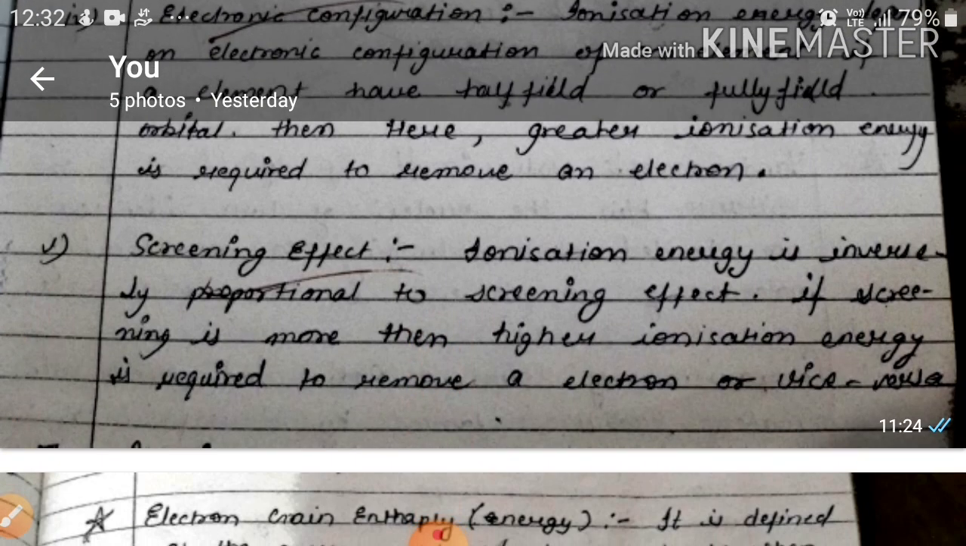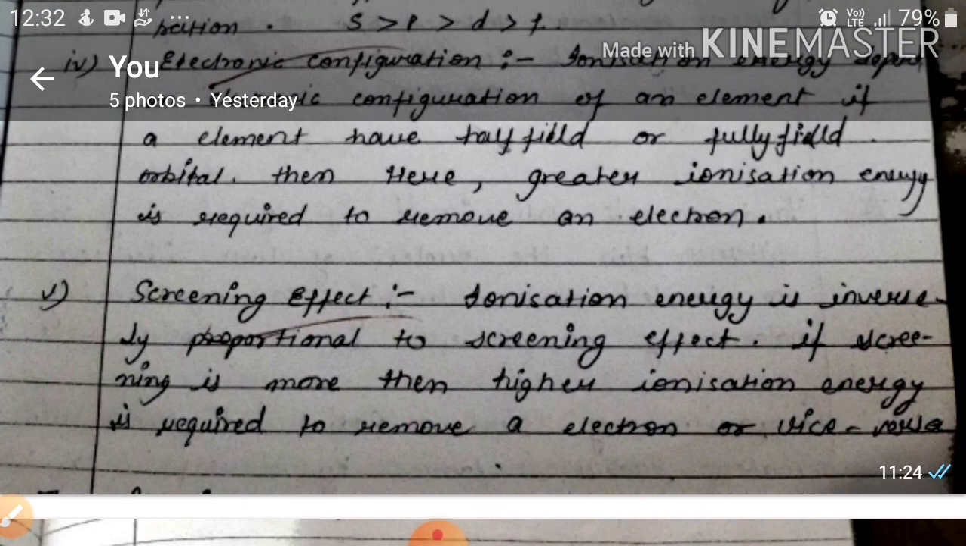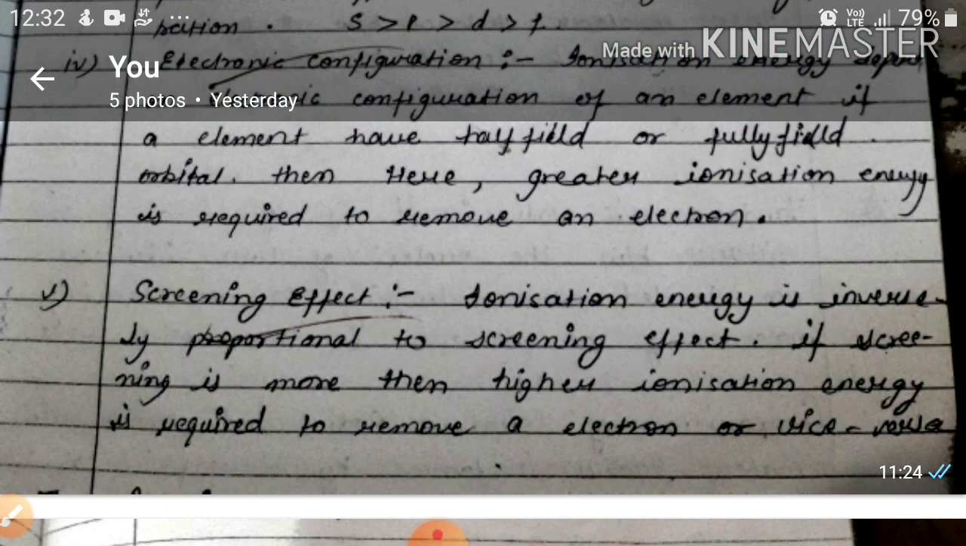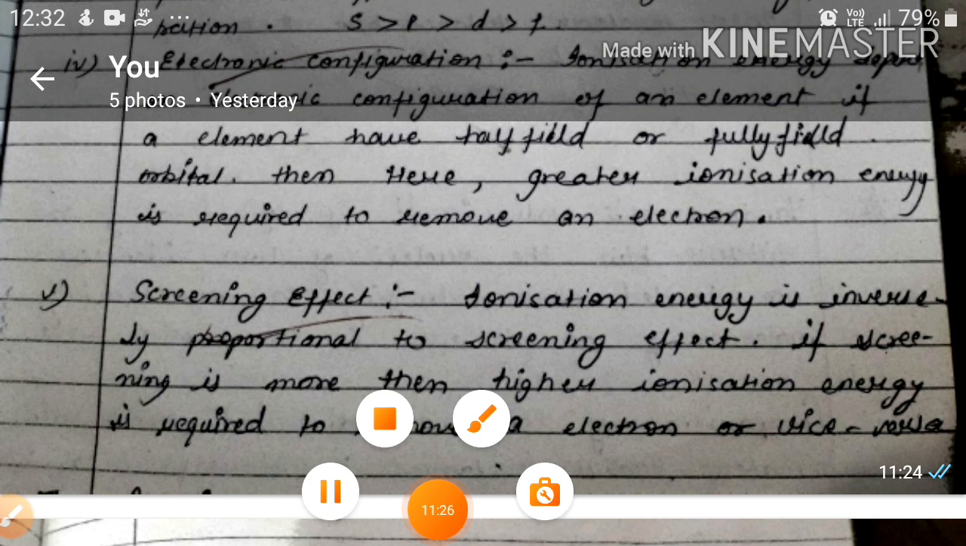Next is screening effect. Ionization energy is inversely proportional to screening effect. If screening is more, then lower ionization energy is required to remove an electron, or vice versa. जो ionization energy है वो इन्वर्सली प्रोपोर्शनल होती है स्क्रीनिंग इफेक्ट के. जितना ज़्यादा स्क्रीनिंग इफेक्ट होगा ionization energy उतनी ही कम होगी.